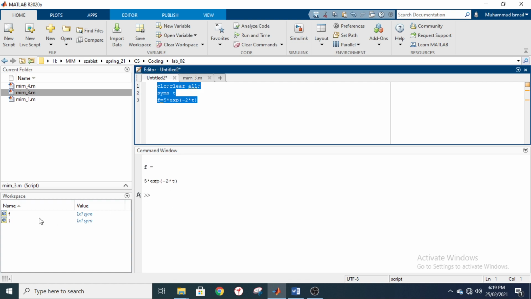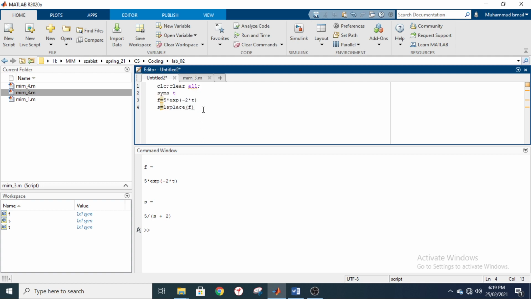As you can see in the workspace, t is defined as a symbol, and we have defined our equation. Now by using the command laplace, we can take the Laplace transform of any equation. In this case I have defined f, so I simply write it down, and let's say I take a variable x. Now I will run it. So it has calculated the Laplace of this equation. The Laplace of 5 exponent minus 2t is simply 5 over x plus 2.